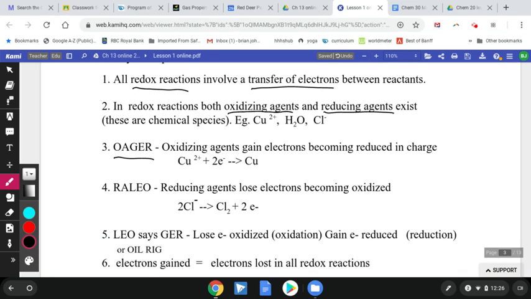So we use the term OA. An oxidizing agent gains electrons to become reduced. And the example would be, here's a copper 2 plus gaining 2 electrons to become copper. Now, some students struggle with the idea of recognizing that copper 2 plus is gaining here. I want you to think of electrons like energy. If we had energy here, so instead of 2 electrons, let's say I wrote copper 2 plus 50 kilojoules becomes copper.